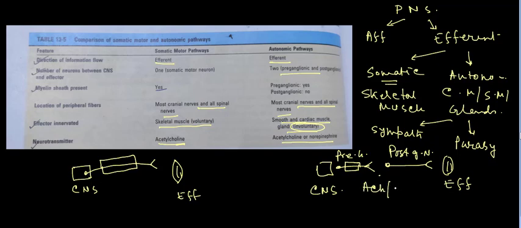Okay, and two neurotransmitters are present in this autonomic nervous system. One is acetylcholine and another is norepinephrine. This is very, very important. Now we will see where this acetylcholine neurotransmitter acts and where this norepinephrine neurotransmitter acts.